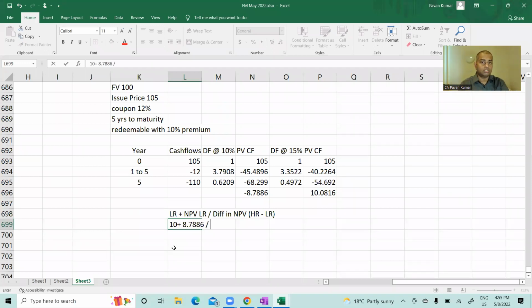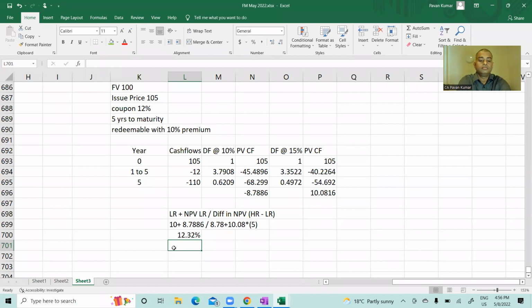Now apply this: 10 plus 8.7886 divided by, you need to add both because one is negative and one is positive, 8.78 plus 10.08, into 5, which is 15 minus 10. Take your calculator. First calculate 8.78 plus 10.08, so the denominator is 18.86. Then take 8.7886 divided by 18.86, then into 5 plus the lower rate 10, is equal to 12.32.